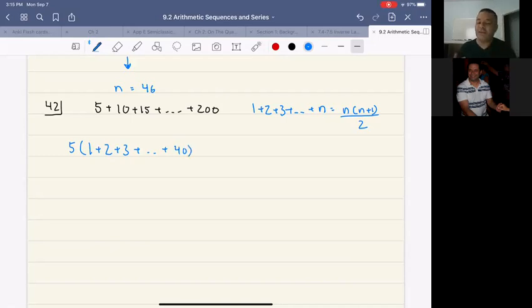Now the sum from 1 to 40 we can find using this little trick here. So we get 5 times 40 times 41 divided by 2. If we're looking at this sum, n equals 40. Let me get my calculator out here. 5 times 40 times 41 divided by 2 is 4,100.